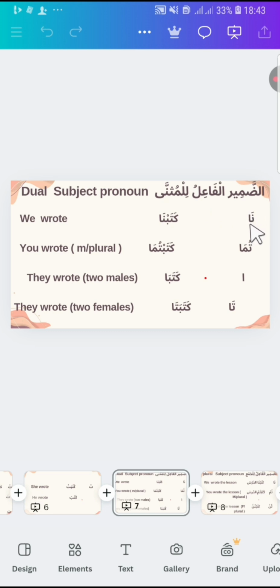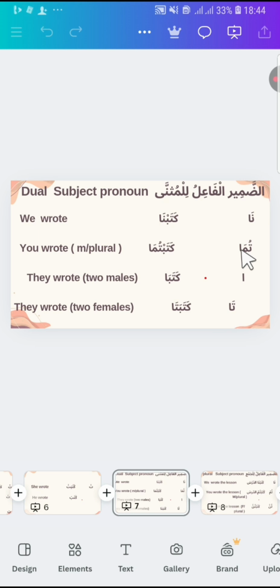Now, for example, katabna, we wrote. Let's say I and Yusuf, we say katabna, we wrote. Then tuma, it means you. It's used for both male and female.